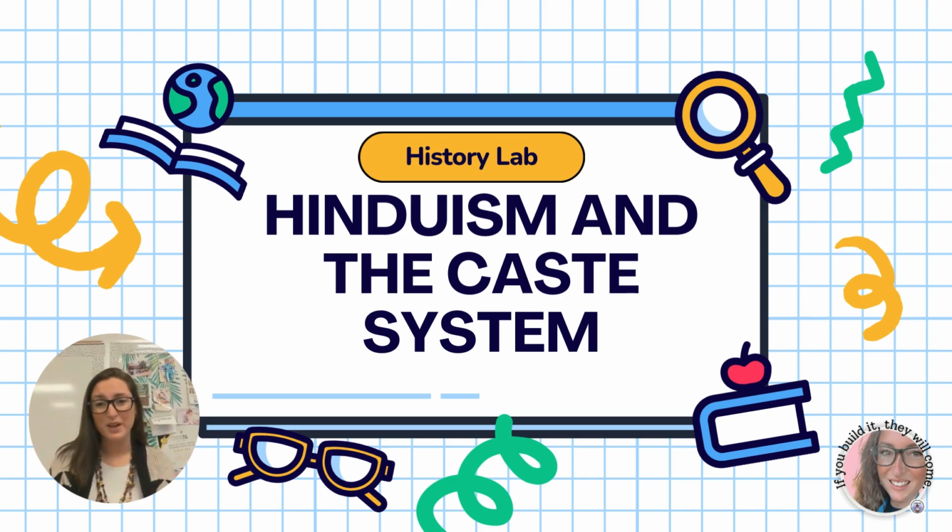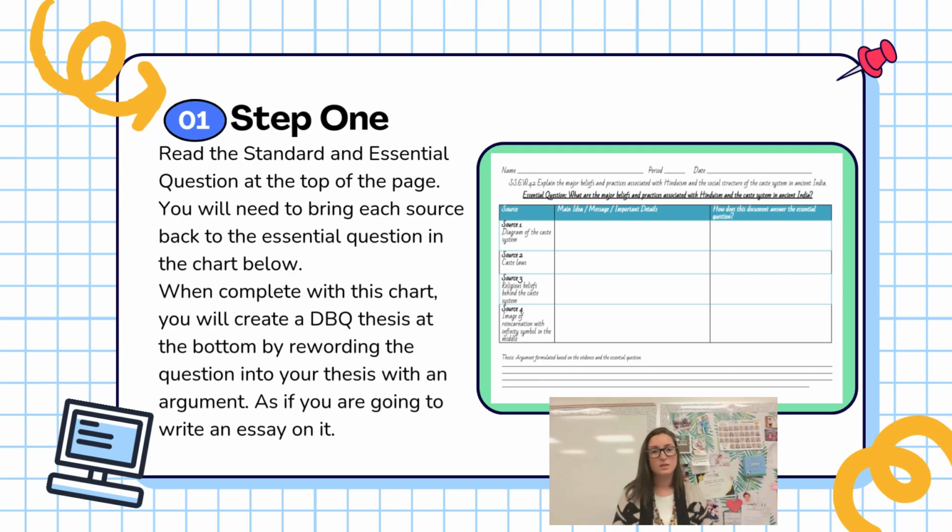Today, we are going to embark on our first history lab of the year. This history lab is going to go over Hinduism and the caste system using primary sources, kind of like you do in your DBQs, to connect it back to the essential question and the main idea and the purpose of each one of those primary sources and what role they have in Hinduism and the caste system.